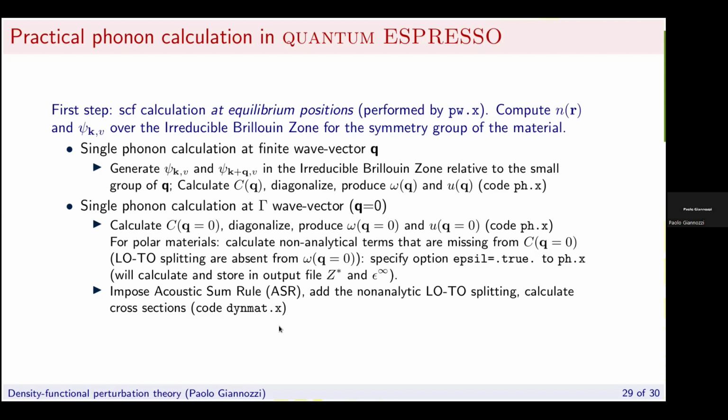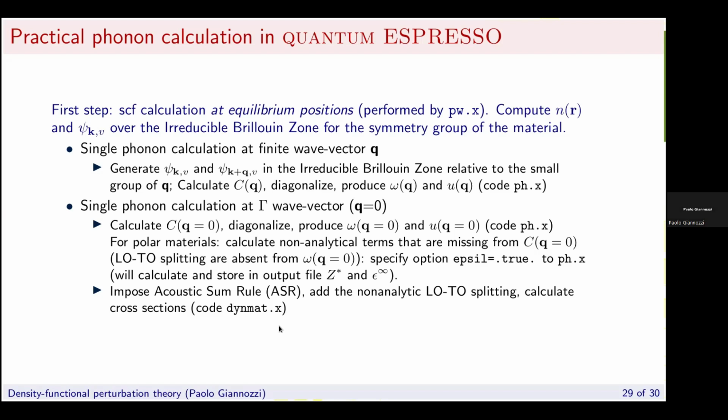Then you may compute phonons, either a single phonon, that is at a single wave vector, or an entire dispersion. For the single phonon case, how does it work? Well, if you want to compute at a finite, non-zero wave vector q, you just instruct the phonon code to compute for one wave vector, and it will perform a number of operations as follows.